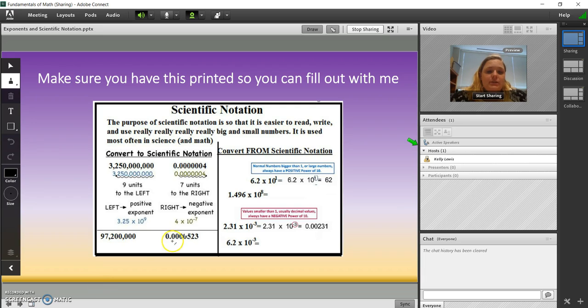All right, scientific notation. That makes it really easy to deal with really big and really small numbers. And here's the number I'm going to work with.